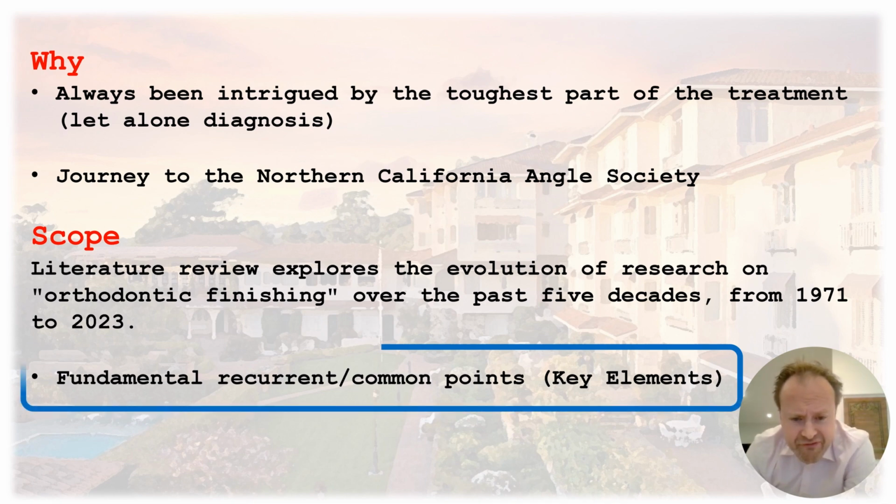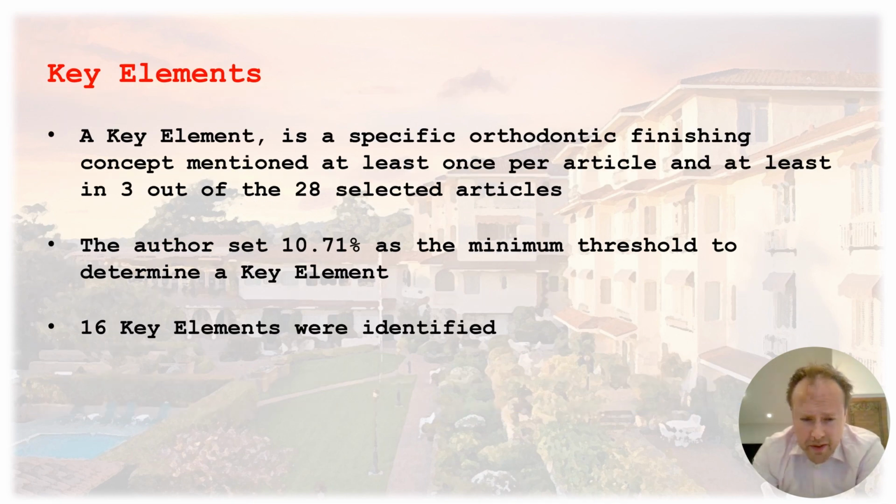But what is a key element? A key element is a specific orthodontic finishing concept mentioned at least once per article and in at least 3 out of the 28 articles that were selected. I said that 11% was the minimum threshold to determine what a key element was. I was able to identify 16 key elements, and we're going to see them together.